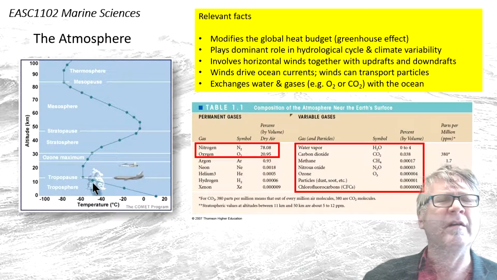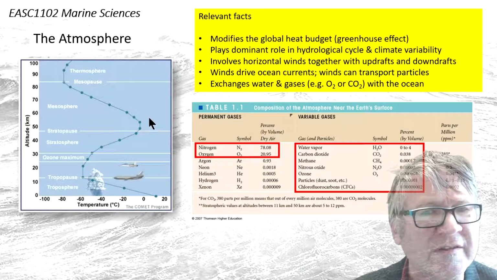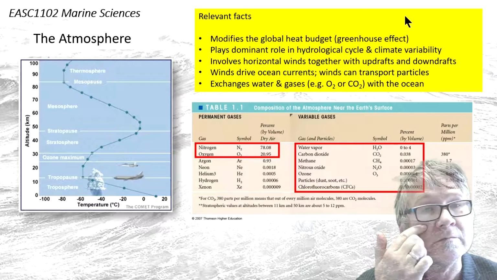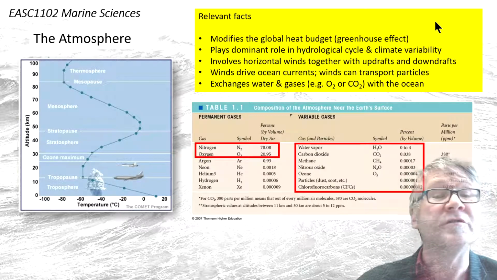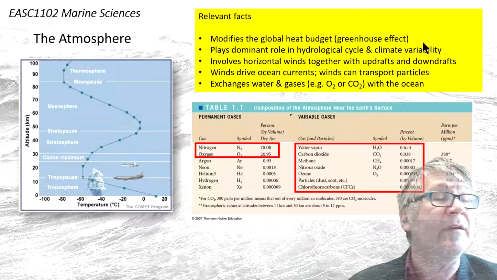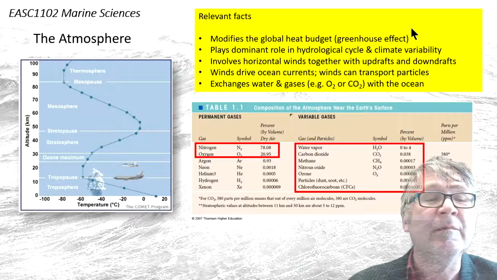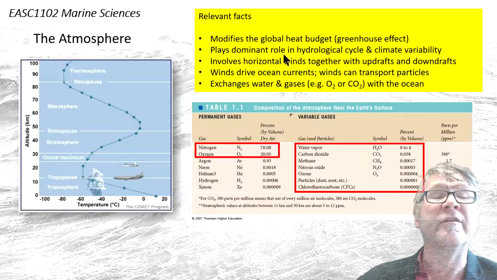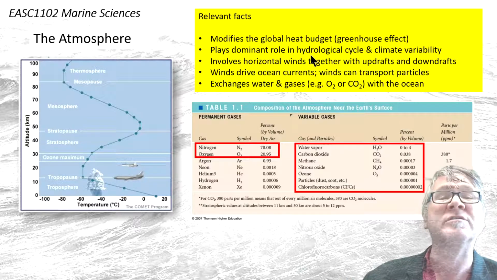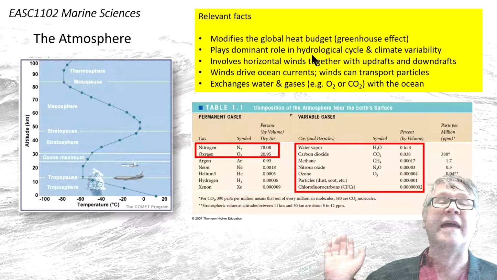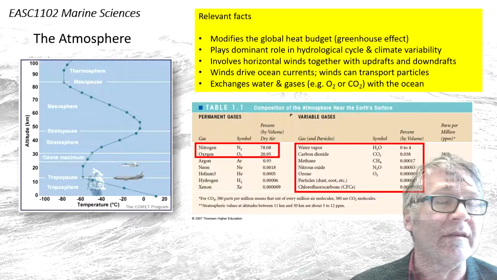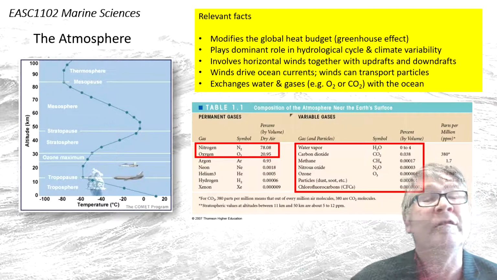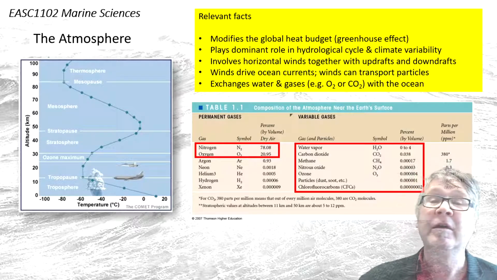So why do I include the atmosphere in this discussion? This is a marine science topic, but the atmosphere plays a big role for the oceans. It modifies the global heat budget, the greenhouse effect. It's part of the climate system, but also plays a dominant role in the hydrological cycle, the water cycle, and climate variability. The water cycle plays a role because the rivers export water into the oceans and into systems which are known as estuaries. Climate variability also includes the ocean, like El Nino events.